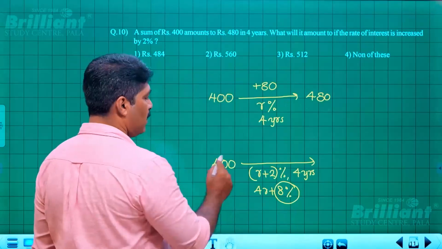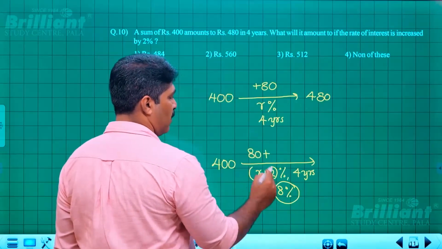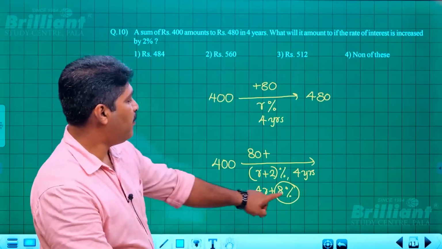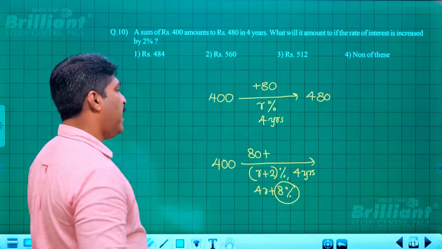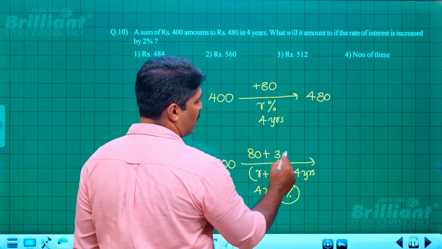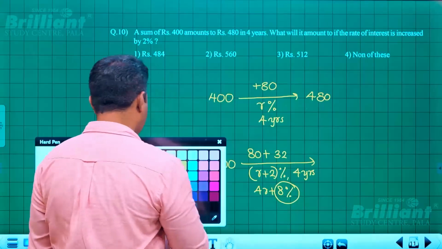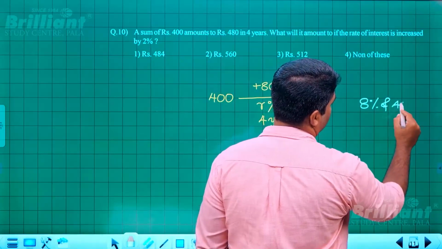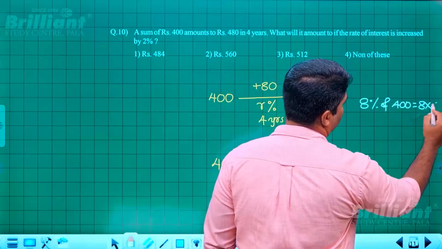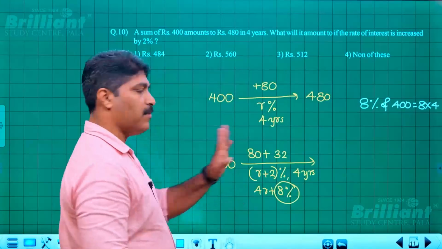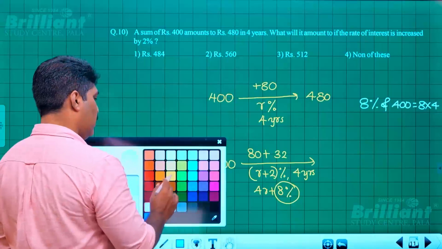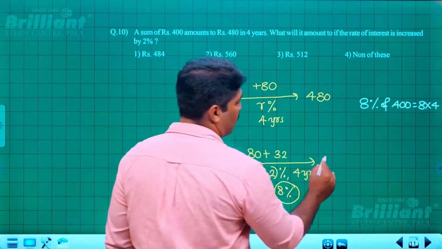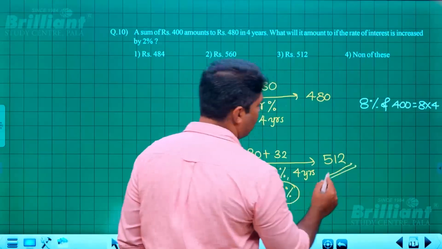So 4R% means that is 80 plus. What is 8% of this 400? So what is 8% of 400? So that's equal to 32. How to find it out? 8% of 400 is simply 8 into 4, which is equal to 32. So therefore, we got 8 plus 32, that's equal to 112. Therefore, 400 plus 112 will be equal to 512.